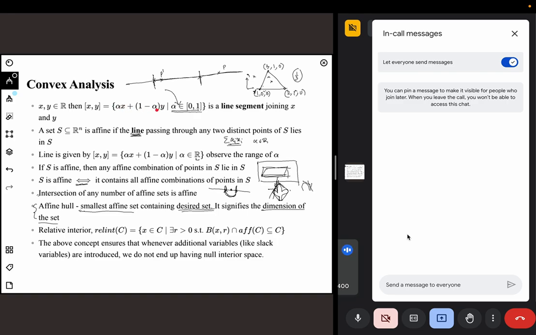This is basically saying if this is one point and this is another point, when you take alpha x plus 1 minus alpha y, you will get a new point.